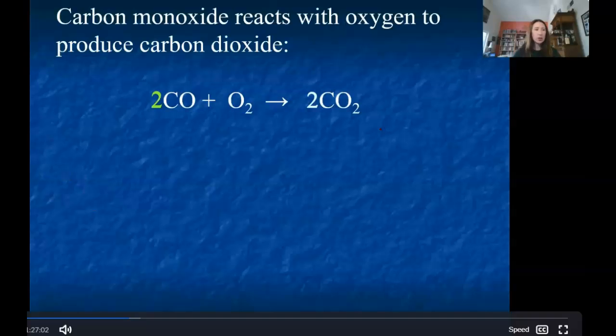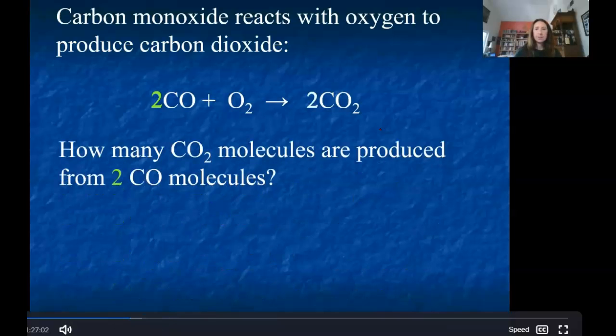Okay, let's try this with a reaction now. So we have carbon monoxide reacts with oxygen to make carbon dioxide. Here's my question. How many CO2 molecules are produced from 2 CO molecules? So if we have 2 CO molecules, how many CO2 molecules do we make?